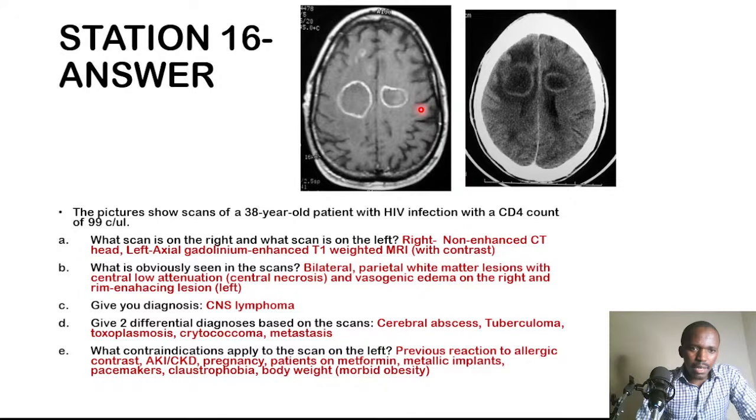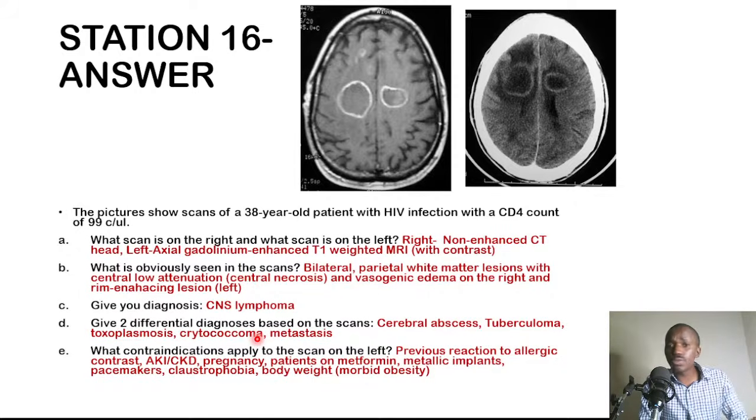Then what contraindications apply to the scan? On the left, previous reactions. If they had previous reactions to contrast, if they have AKI or CKD, meaning that they can't get contrast, you can't do the scan on the left. If they have a patient that's on metformin, you can't do contrast scans. If they have metallic implants, because it's magnetic resonance imaging, magnetic, so it's going to be attracting the metal that's there. If they have any metallic implants, don't do an MRI.